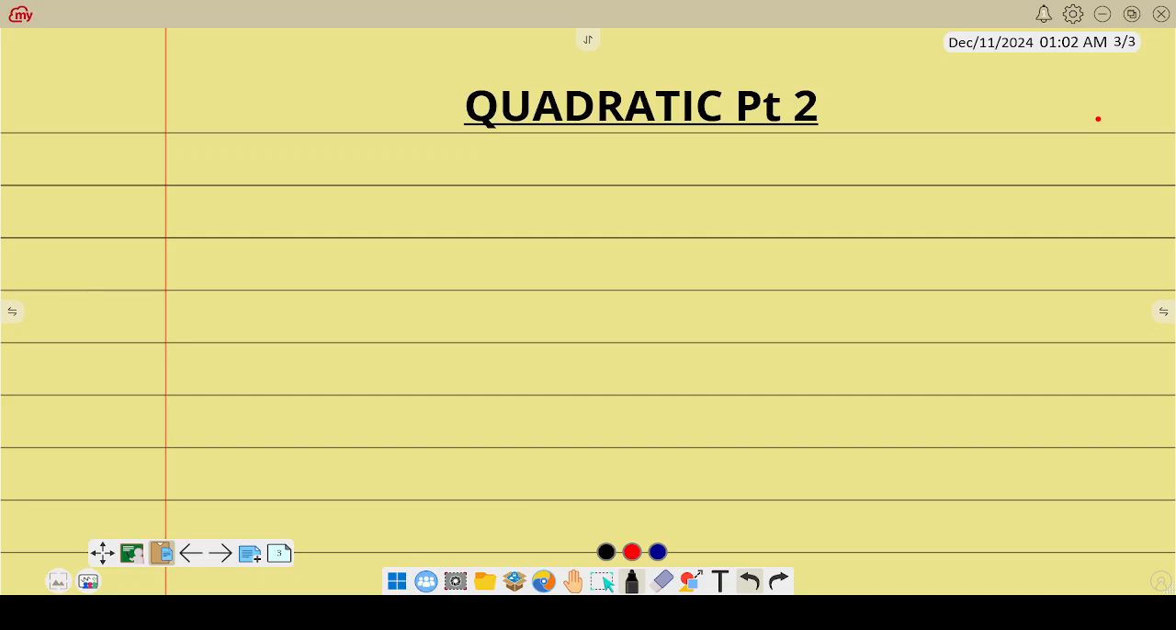Okay, so we continue with our quadratic function lesson. So previously we talked about a number of things, and this time we'll continue from there. Okay, so starting straight with an example.